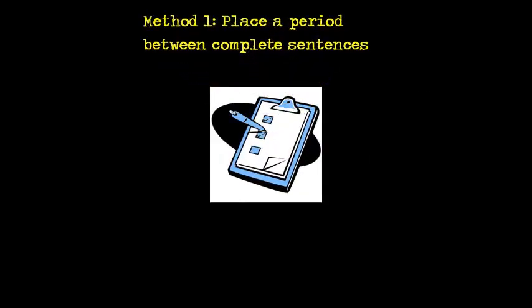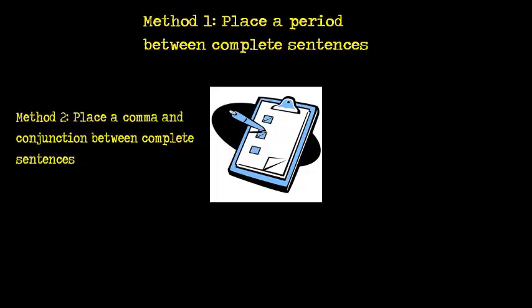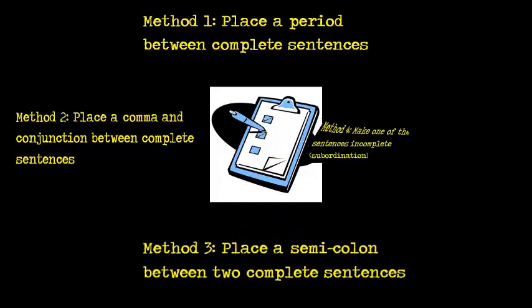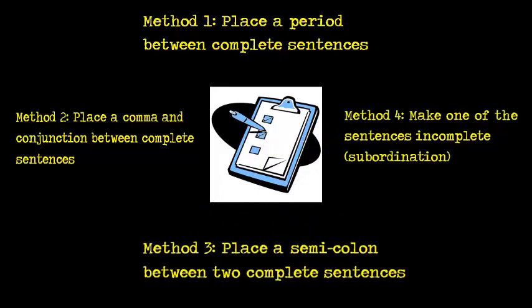Let's review. What are the four ways to correct comma splices and run-on sentences? First, use a period between the sentences. Second, use a comma and conjunction. Third, try using a semicolon. Or fourth, make one of the sentences an incomplete sentence.